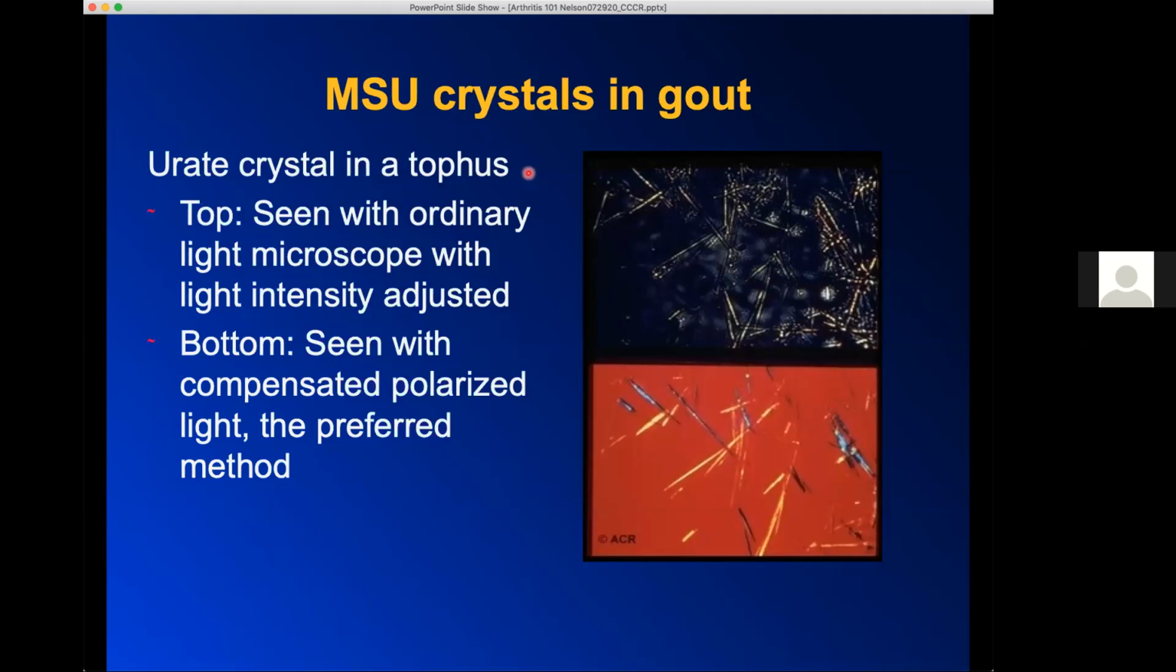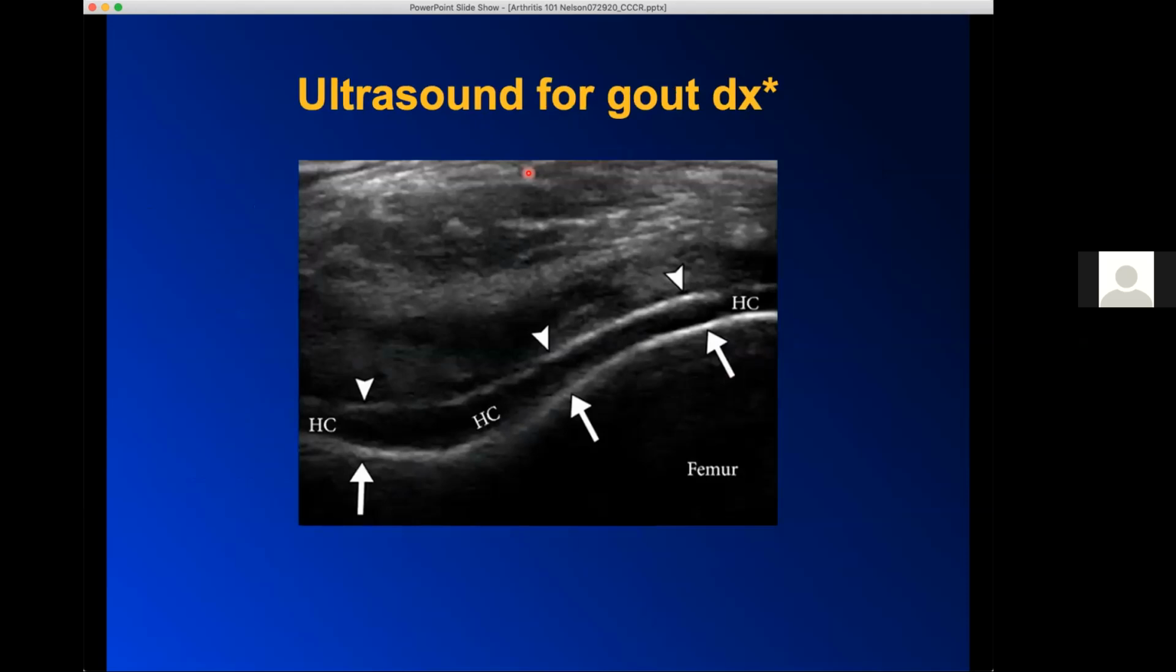But other crystals have different characteristics, so they're blue in that direction, or they're a different shape, or they're not as strongly birefringent. And so identifying these crystals in a joint or a tophus in a patient with suspected gout is really how you make that diagnosis. Now that said, there are some features on ultrasound that are very specific for gout. They're not sensitive, however.